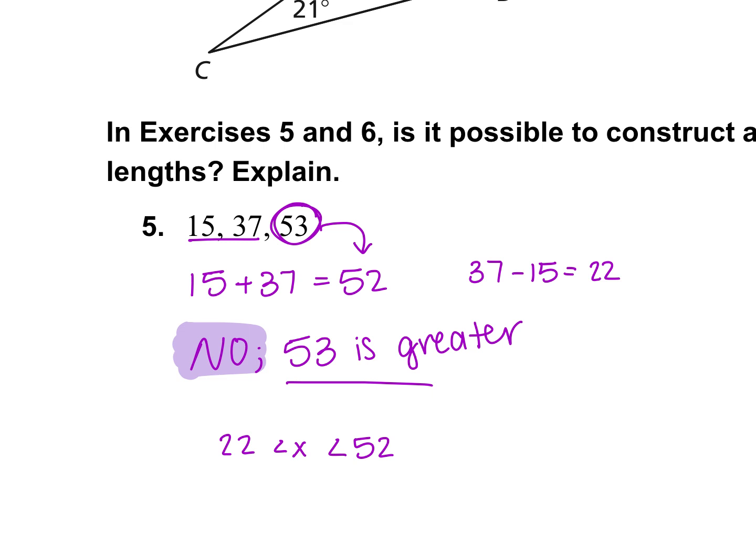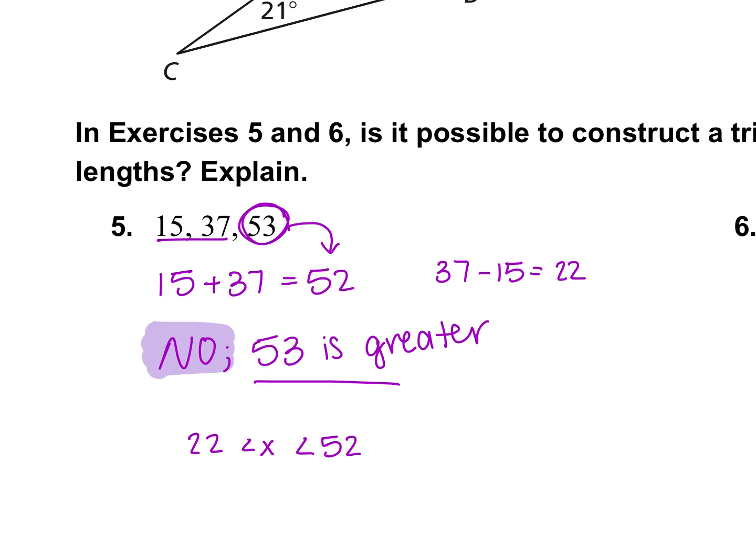So when I'm looking at this, I could have just stopped here. If I add them and I get 52, remember, the value has to be less than this number. So I should have stopped and said no, but I went ahead and checked my work. I subtracted, and that third value has to be greater than 22 but less than 52, and they're giving me 53. So this one was no. This one should have been no.